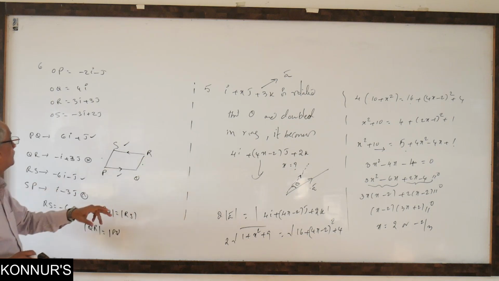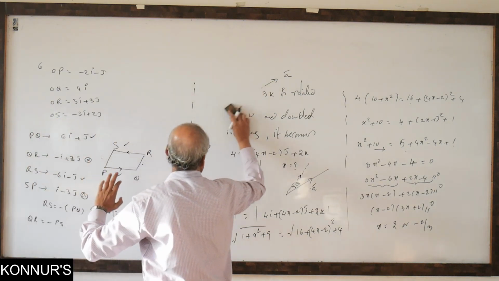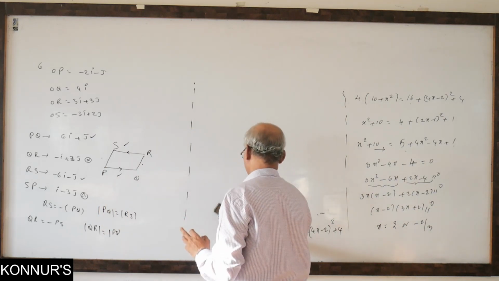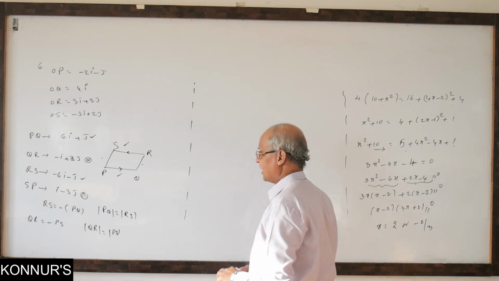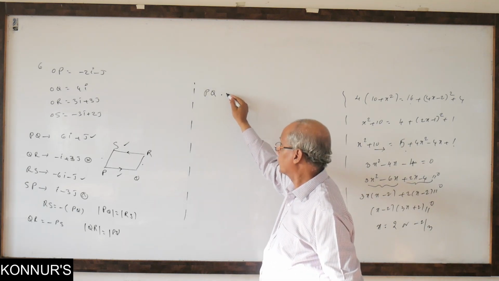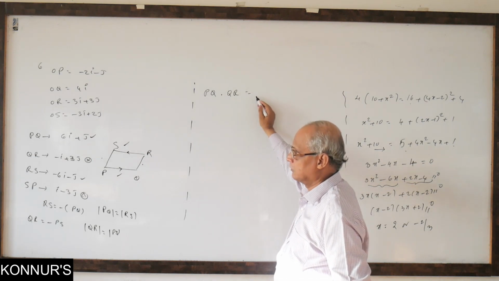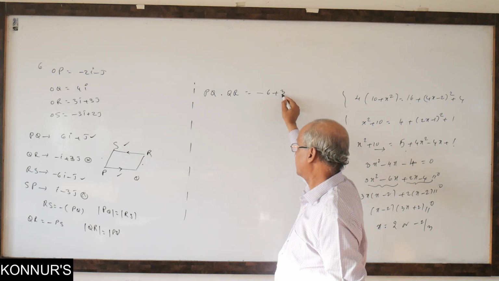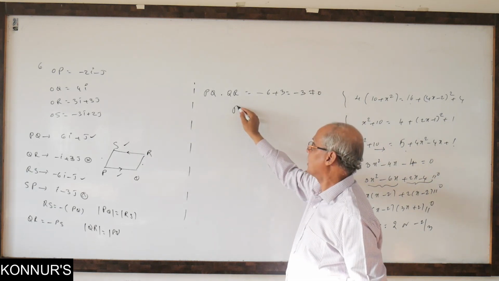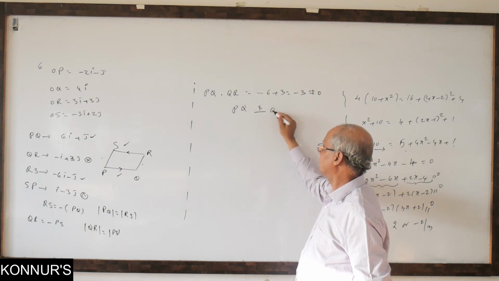PQ, QR. What is their dot product? PQ dot QR, we are finding. What is the dot product? Minus 6 plus 3, minus 3. Not 0. So they are not perpendicular. PQ is not perpendicular to QR.